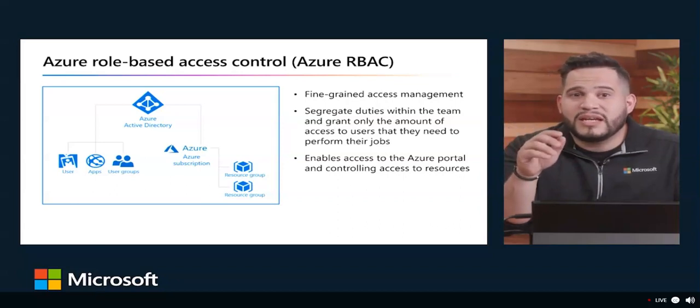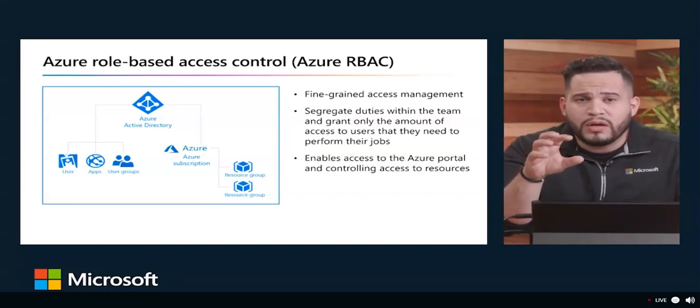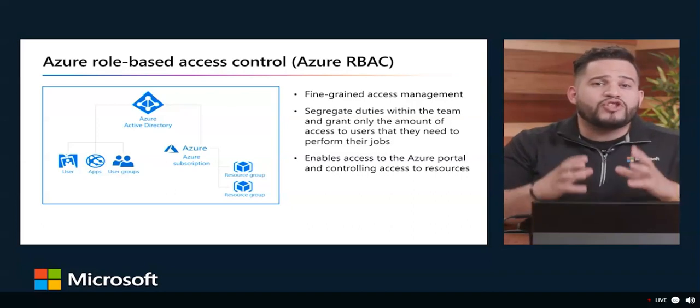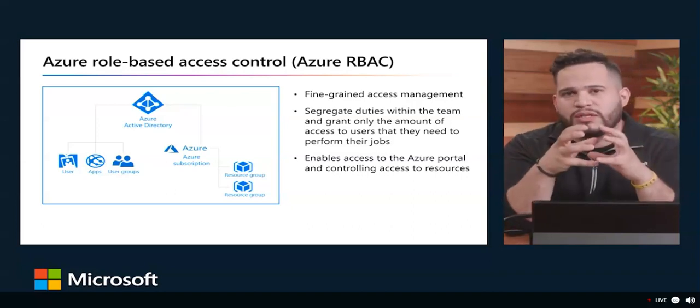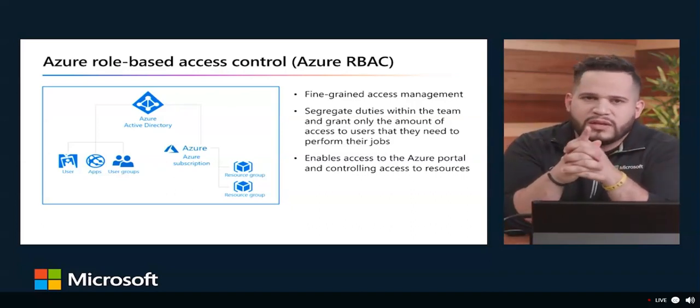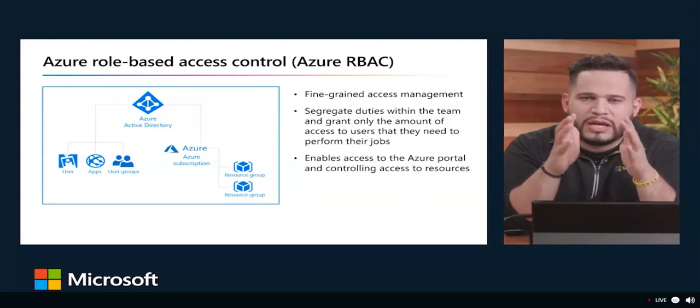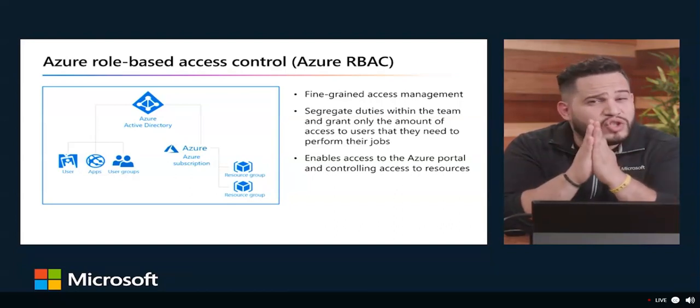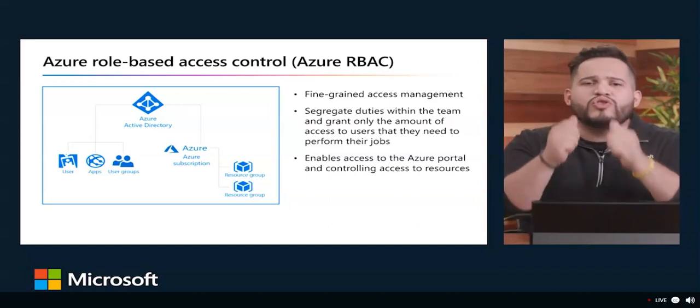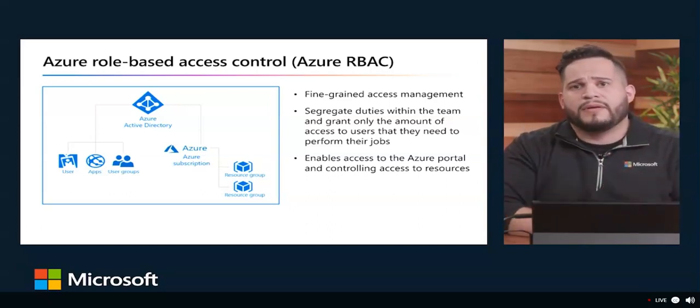Because when it comes to setting up your role-based access control, an important thing to remember is to segregate your duties. That's one of the first things you need to do. Segregate your duties and make sure that you're only given the access that is required to do your job.